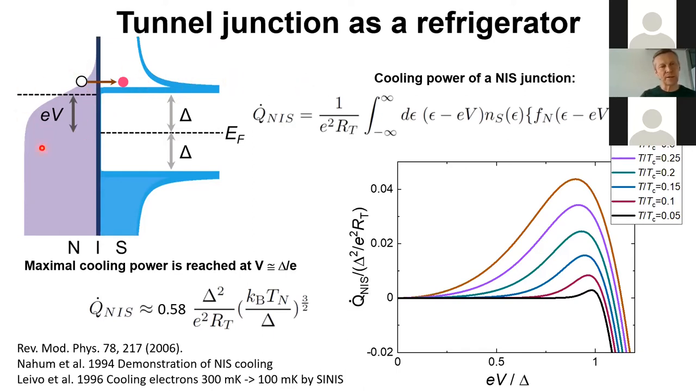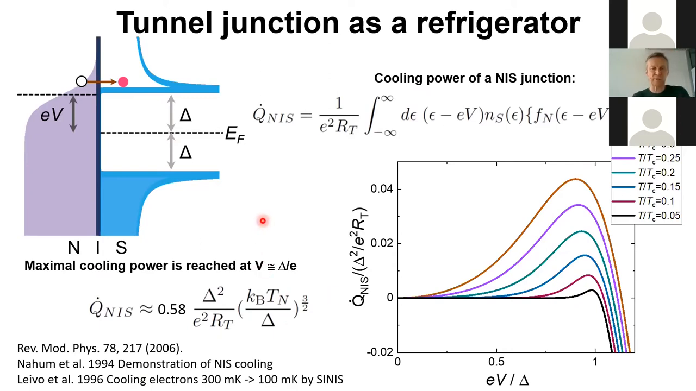So in fact, if you assume that these electrons stay all the time at a certain thermal distribution, you can write down the cooling power of this kind of junction, similarly to what you write for the electrical current here. You just take into account the energy which is carried by these electrons, integrate over all of them and look at the distribution. So this is a very elementary Landauer-Büttiker-like transmission calculation for the heat current away from the normal metal. And this produces, at this optimal point, which is close to the gap voltage, a cooling power which is proportional to the temperature of this normal metal to the power 3/2.